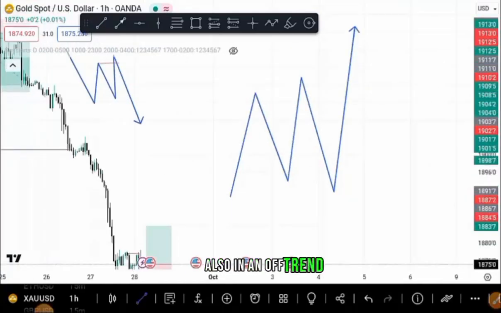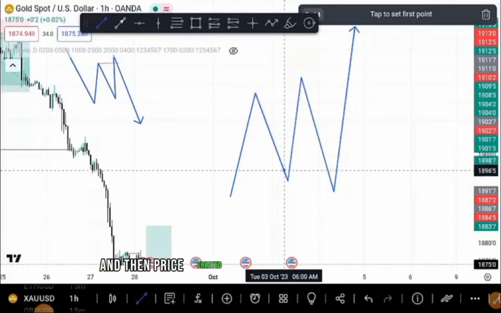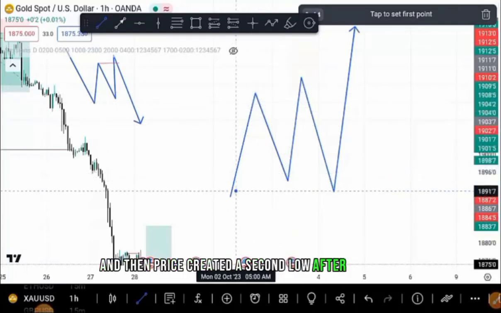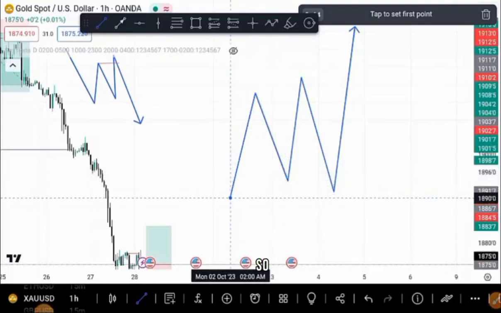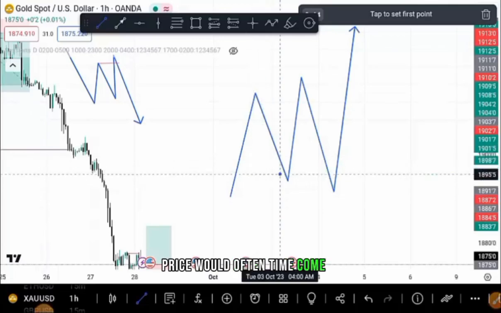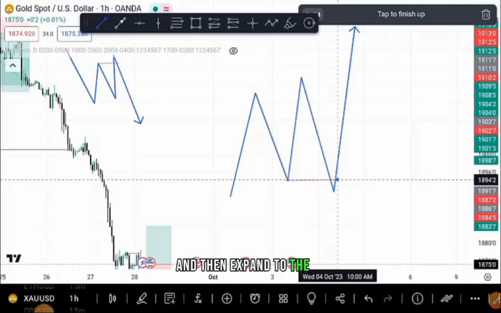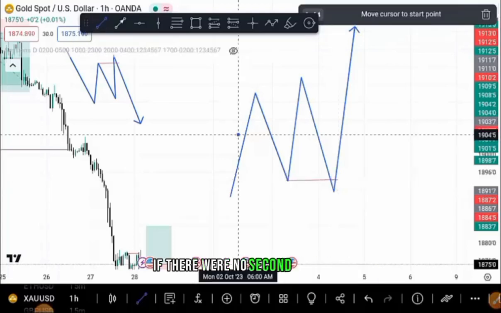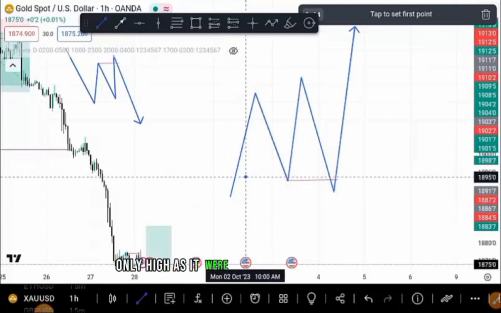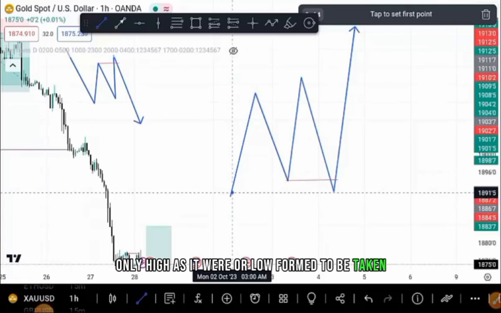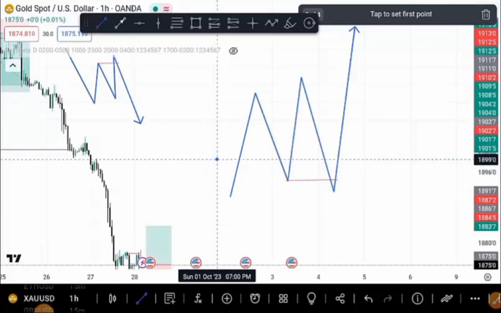Also, in an uptrend, this was a push or a move, and then price created a second low after the first low. The presence of this second low makes the first low stronger, so price would oftentimes come lower to take out this second low and then expand to the upside. If there were no second lows or highs, expect the very only high, as it were, or low formed to be taken out. But for this quick training video, I will just stick with this idea and explain further.